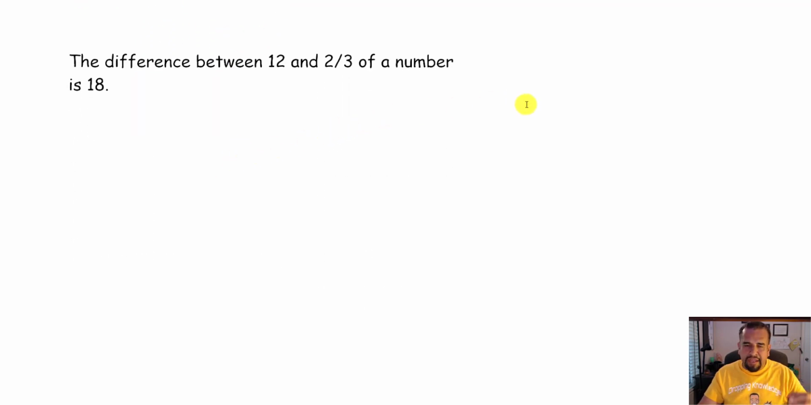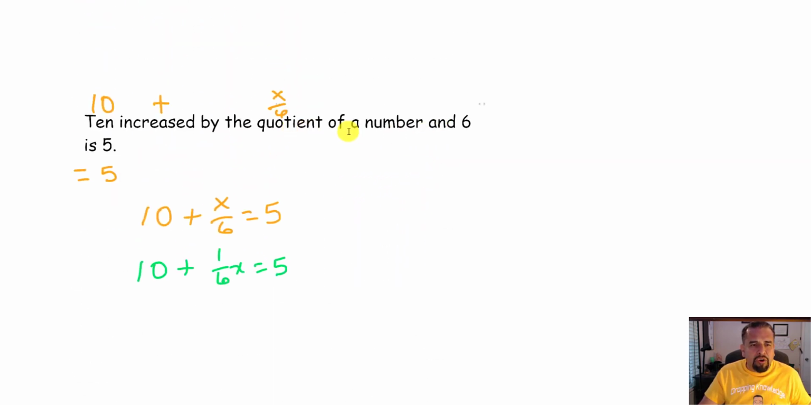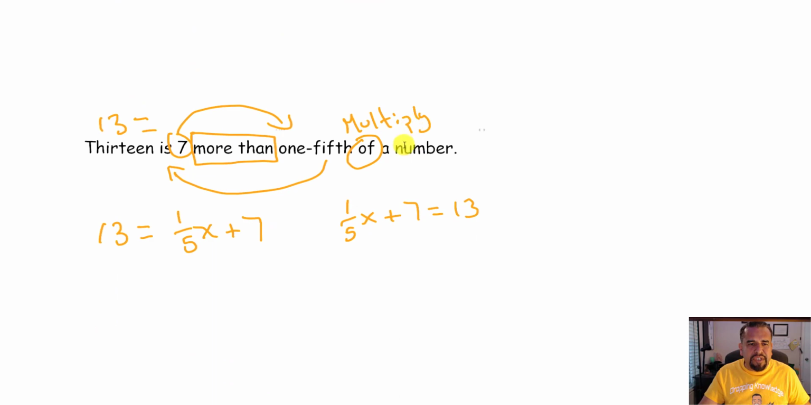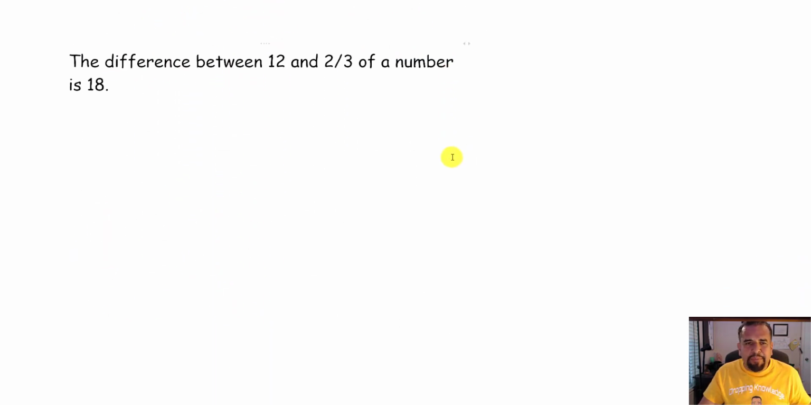Again, as always, feel free to pause it if you want to try it on your own. We got: the difference between 12 and 2/3 of a number is 18. Look, 2/3 of a number. Didn't we just do that up here? The quotient of a number, remember? That's a clue right there. I need to use a variable. A lot of these repeat themselves. They're not too complicated once you learn the routine.